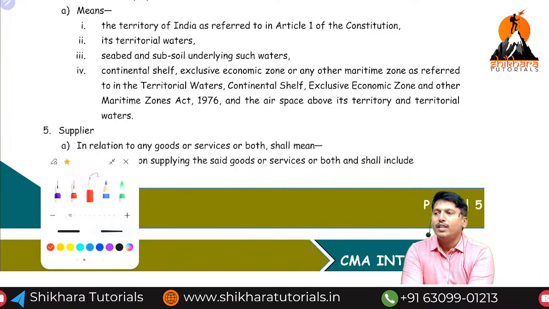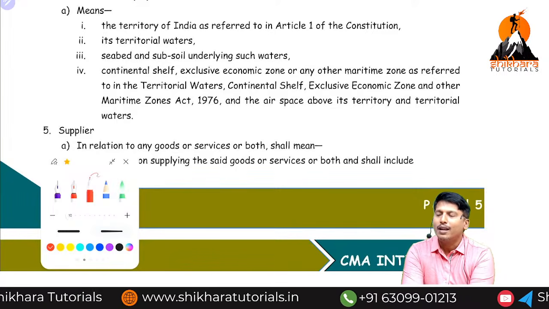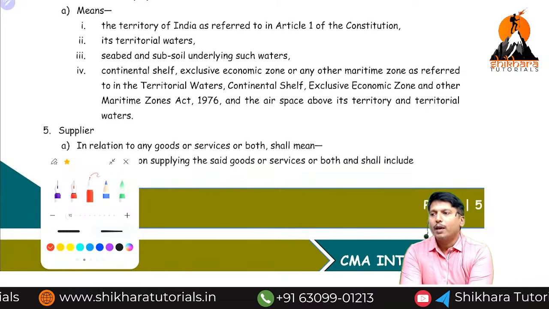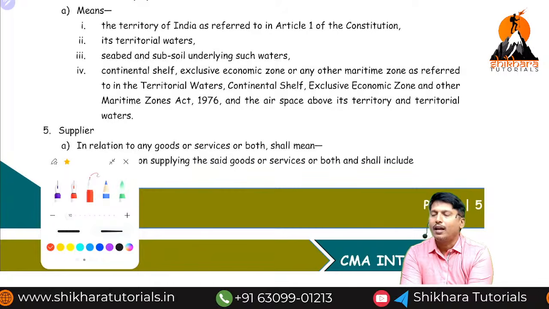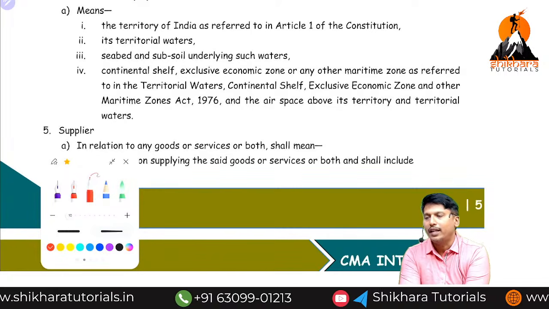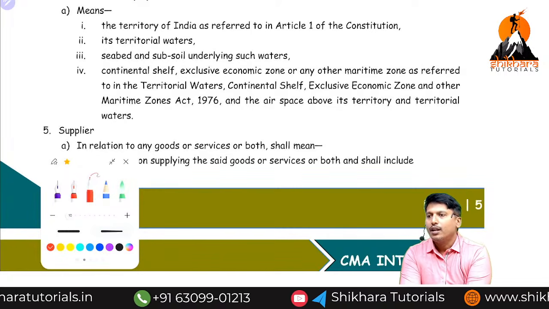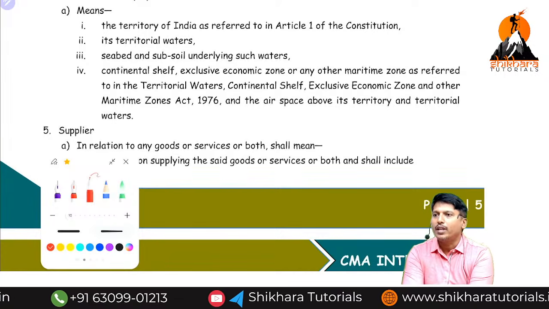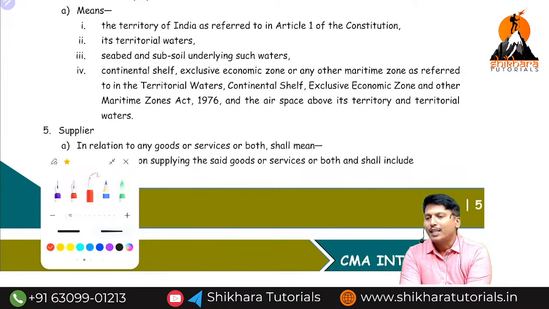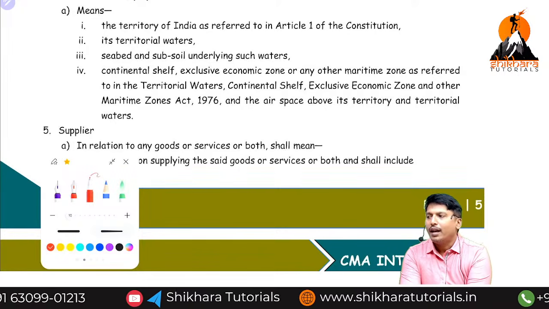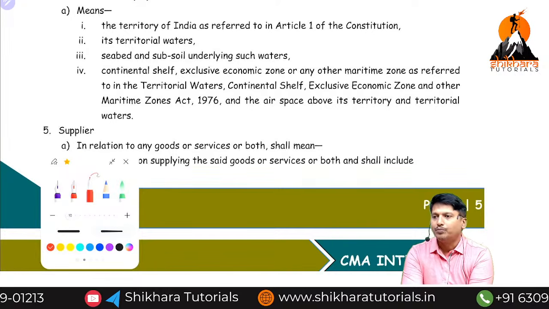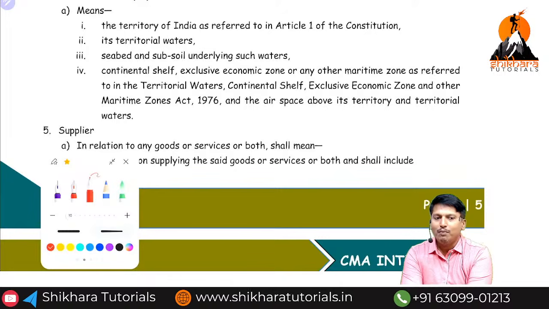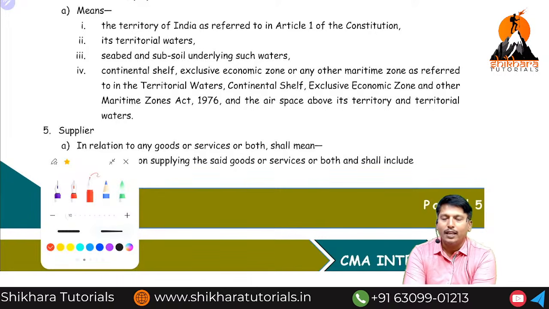In order to levy GST, what must happen? Supply. There are two types of supplies: interstate supply and intrastate supply. Interstate: LOS, POS in two different states, two different union territories, one state and one union territory, import, export, is interstate supply, IGST to be levied. Now, intrastate supply: LOS, POS in the same state or same union territory.